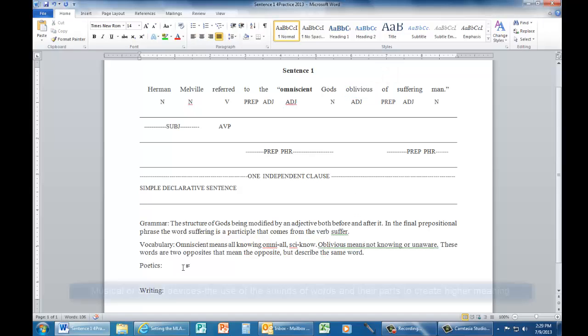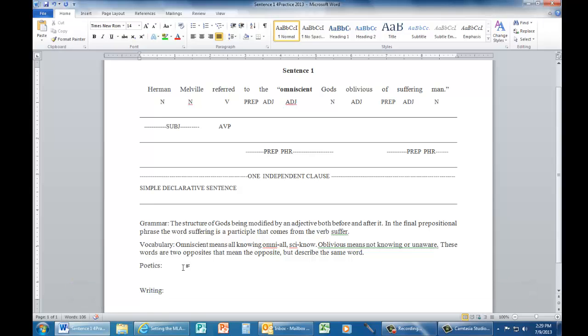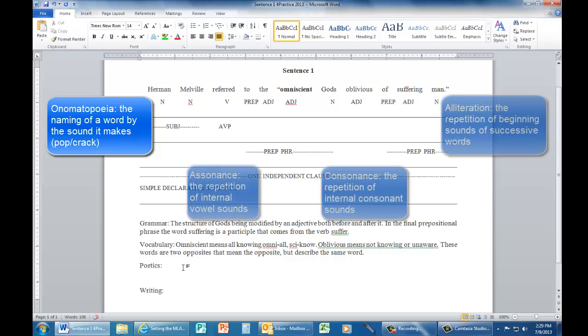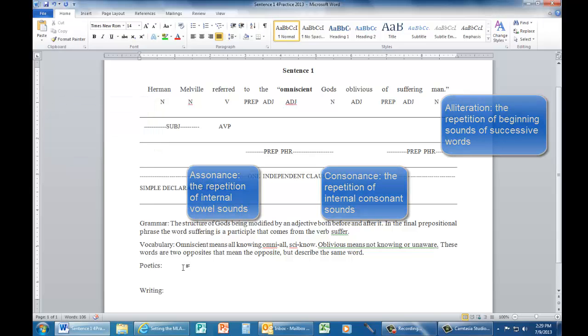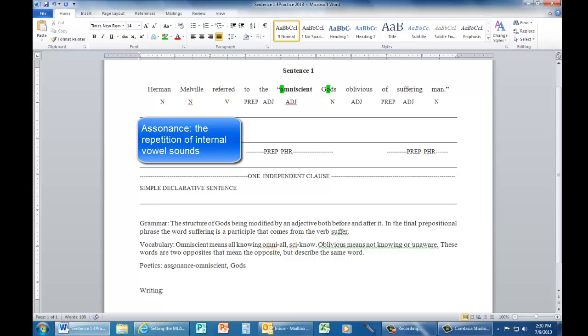The next area of interest is poetics. With poetics, we're starting to look at words and phrases as we would a poem. We're looking for sound or musical devices like onomatopoeia, alliteration, assonance, consonance, which show the sounds of words and how they affect our interpretation. In this case, we have two interesting aspects of the O's: omniscient, gods, with the same vowel sound. This is called assonance. So we can list those two words that are working together. In fact, I'm going to highlight them in my notes as a reminder of what I found.